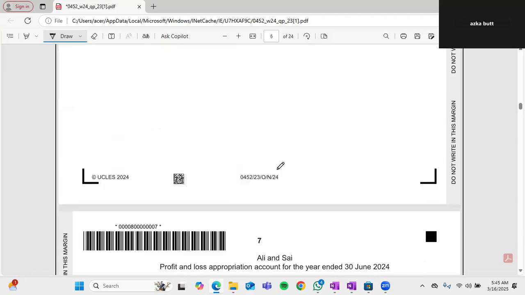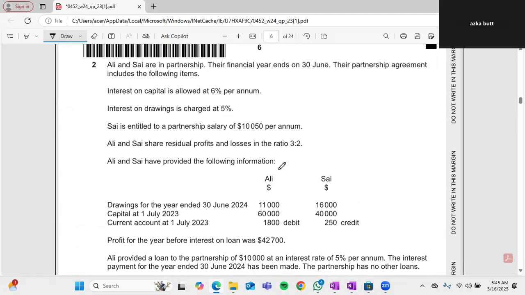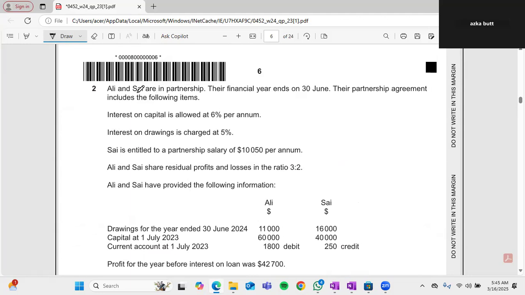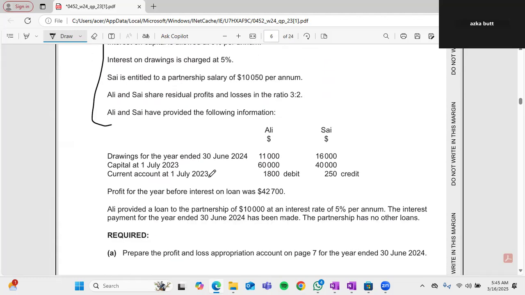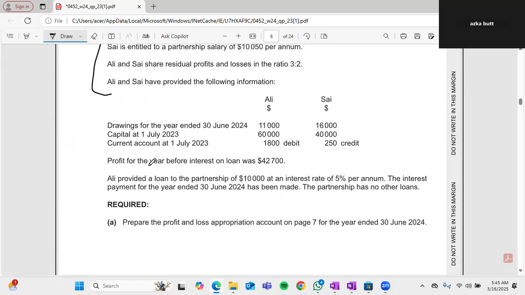Okay. Now let's see what the profit for the year is. Ali and Sayi are the partners in the partnership, and the financial year ends on 30 June. The partnership agreement includes the following items. So we have all these items. We actually don't have the profit figure yet. Drawings for Ali and Sayi are written here, along with the capital account and current account.